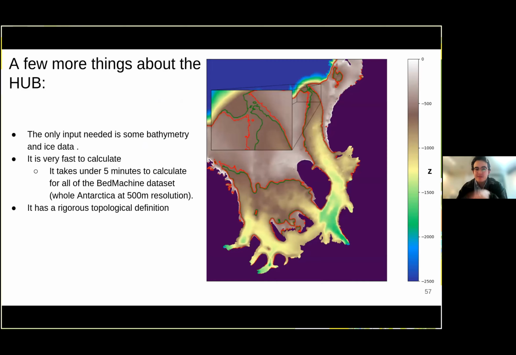The HUB is nice because what it really gets at is, for any point on the continental shelf, it tells us how high hot water needs to get offshore in order to reach that point. And by the same token, we can look at the height of CDW and subtract from that the HUB to get our CDW layer thickness. And it's really easy to calculate. All you need is some bathymetry and some ice data, and it takes under 5 minutes for all of BedMachine 2, which has Antarctica's bathymetry at 500-meter resolution. And it has a rigorous topological definition, so it feels like we know what's going on with it.